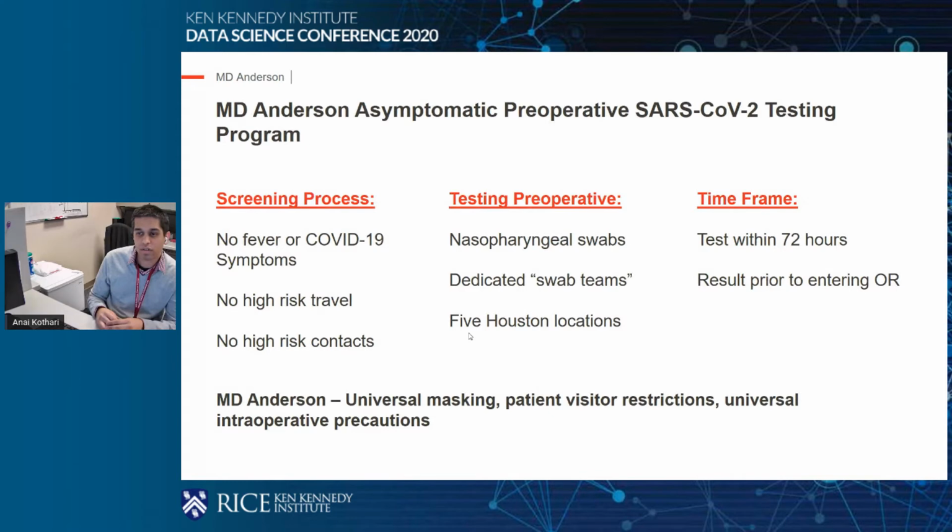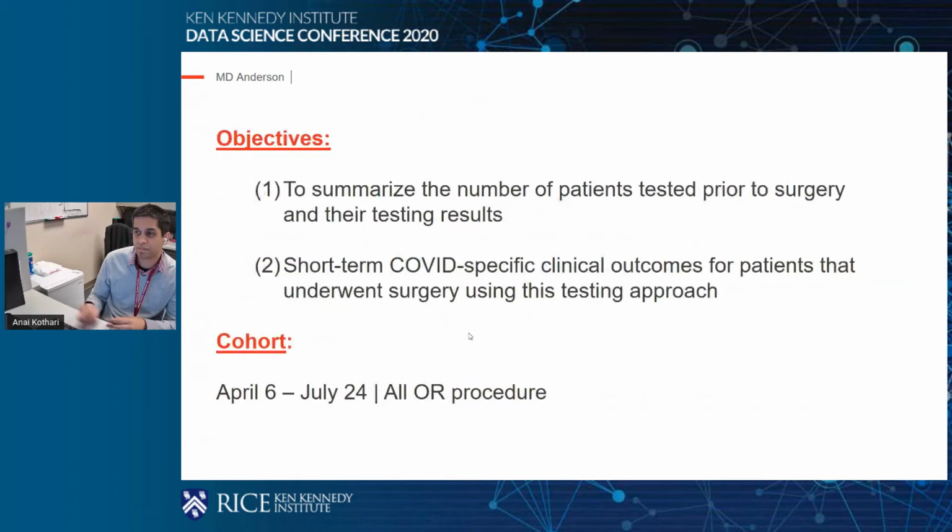And so here at Anderson, one of the solutions was a very comprehensive screening and testing program for anyone who was going to be undergoing surgery. They were screened for symptoms, and as long as they were asymptomatic, they would get tested, and then subsequently, as long as their test was negative, undergo surgery. And this was paired with some additional precautions like masking, patient restrictions, and some universal intraoperative precautions.